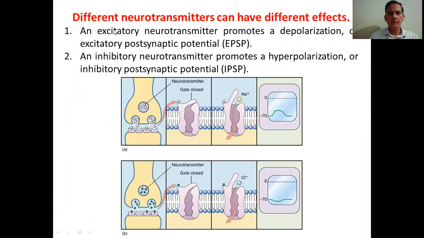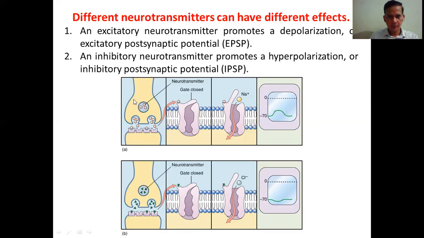Okay, so we can have different neurotransmitters and they can have different kinds of effects. An excitatory neurotransmitter promotes depolarization. Depolarization means generation of the charge or generation of the impulse, which will take place when there is a neurotransmitter to promote the excitation. So we call it the excitatory post-synaptic potential.